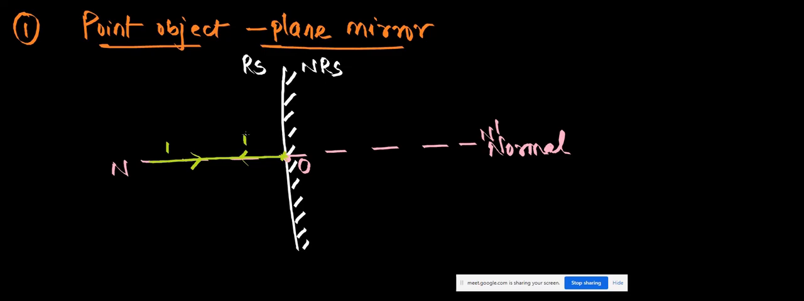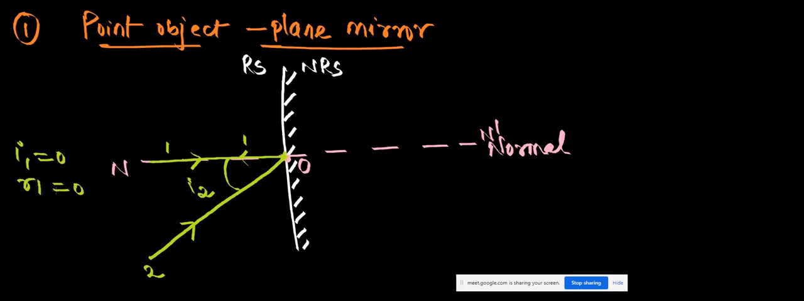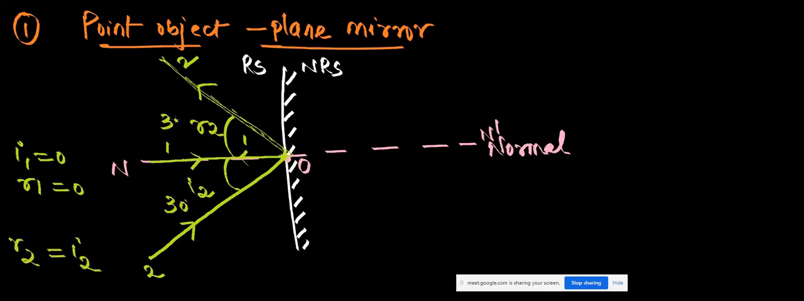Now second incident ray, how should I consider? Making a certain angle. So I consider an incident ray like this falling at the point of incidence. Now this is my second incident ray. This is my angle of incidence I2, because angle of incidence I1 is 0 and R1 is also 0. Now what I have to do is measure this angle. The same angle I2 I have to keep on the other side, and with that same angle I have to construct a reflected ray. So this is my reflected ray 2, and here the angle of reflection is R2. R2 is equal to I2. Suppose if you take 30 degrees here, here also 30 degrees.